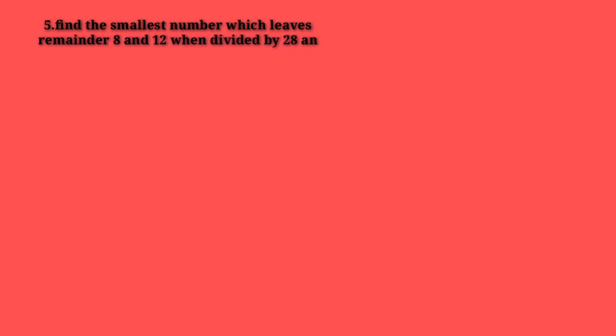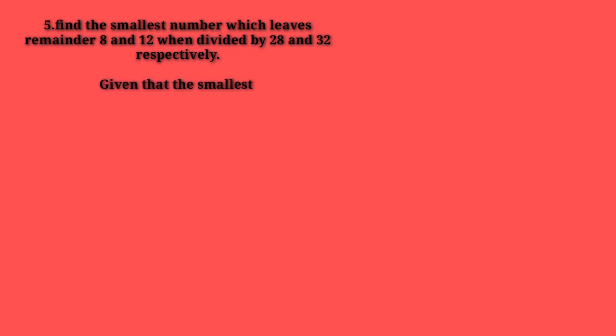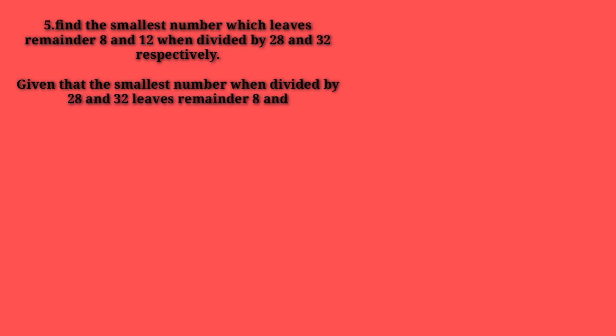In question number 5, you can see that you will have to find the smallest number which leaves remainder 8, 12 when divided by 28 and 32 respectively. Okay students, let us see the solution. It is given that the smallest number when divided by 28 and 32 leaves remainder 8 and 12 respectively.